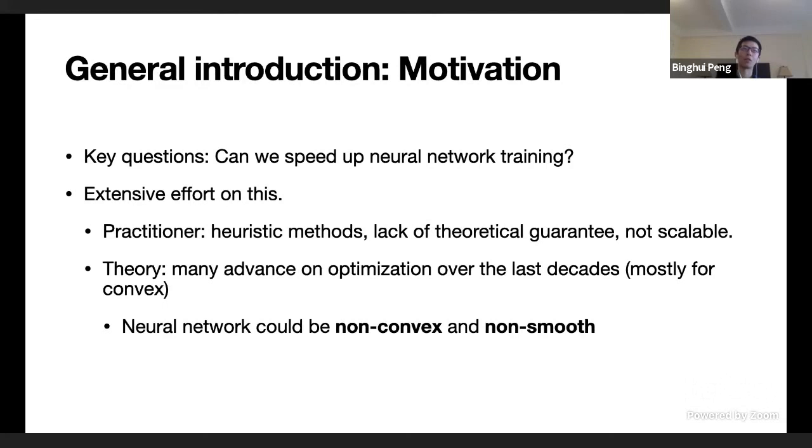There is no surprise that there have been extensive efforts on this topic. From practitioners, there are many heuristic methods, but in general they lack theoretical guarantees, and some of them are not very scalable, and they are only targeted at one specific task. From the theory side, there have been many advances in optimization theory over the last decades, but most of them only work for convex optimization. But as one knows, a neural network could be non-convex and non-smooth. So lots of this theory cannot be applied directly to neural nets.